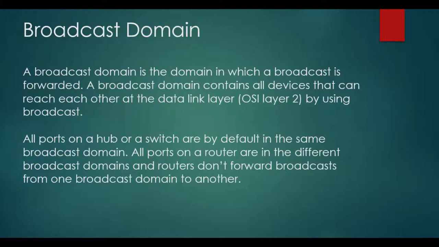That means if we have multiple devices in the network and any one of the devices sends information over the network, it will be received by all the devices of the network. So all are sharing the same broadcast domain. When we talk about the hub or the switches, hubs and switches share the same broadcast domain, so all the ports in these devices have the same broadcast domain. But all the ports of the router have separate broadcast domains. Routers do not forward the traffic from one port to another port.